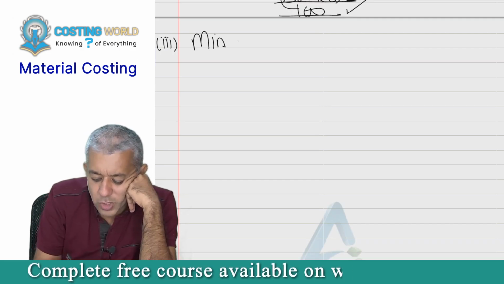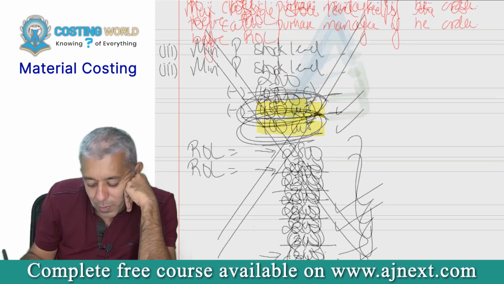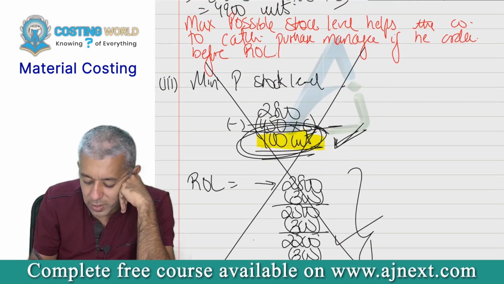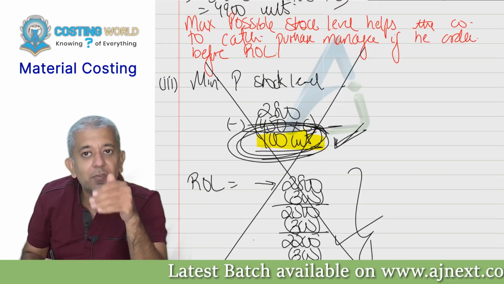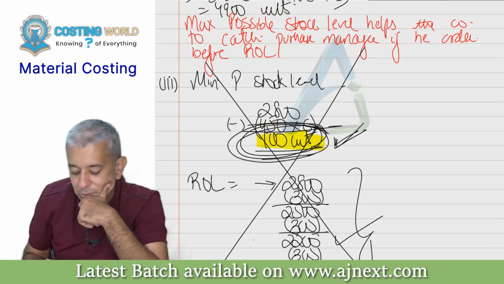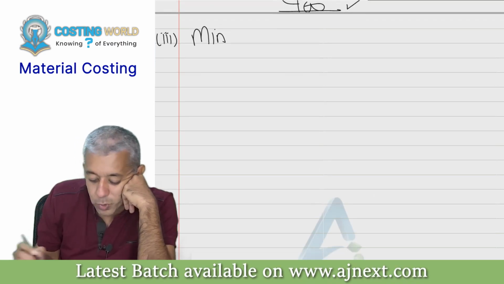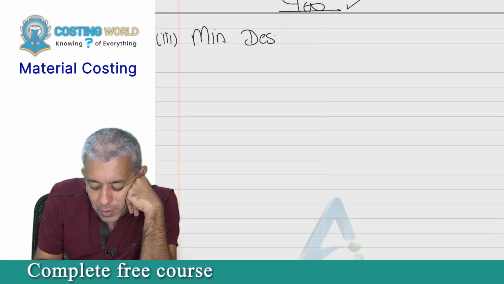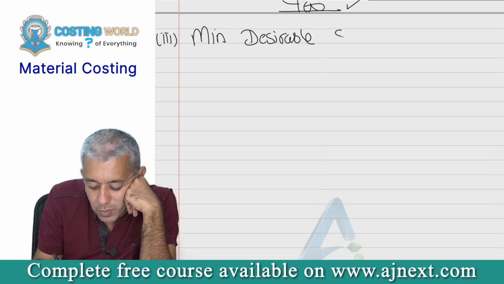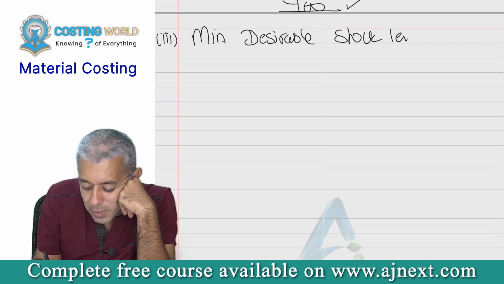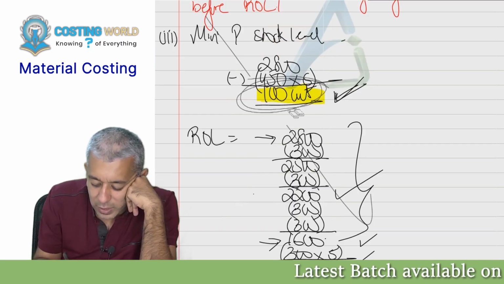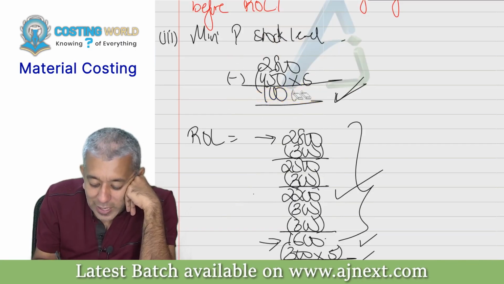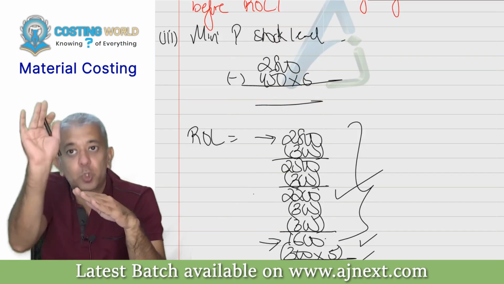I should not have asked you minimum possible stock level. Minimum possible stock level is 100 only. But if I keep only this as the minimum level, that guy will play with me and never get caught. So what do I want from you now? I want minimum desirable stock level. Now minimum desirable stock level will mean what? In usual cases, what should be the minimum level?